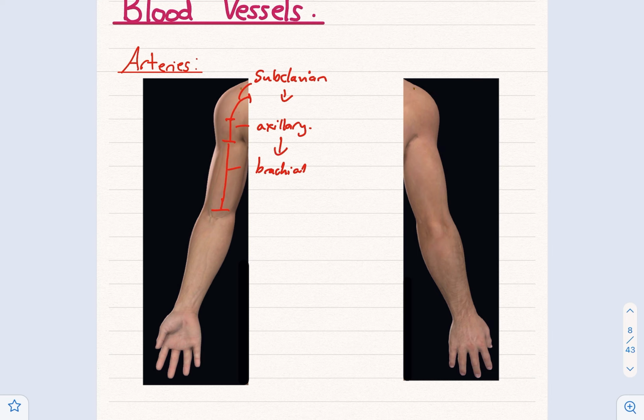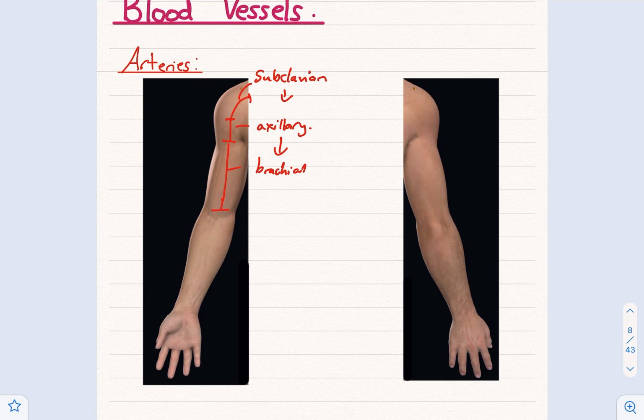So that order is very important. Subclavian to axillary to brachial. The reason why is that, you'll see later, the veins in general follow the same pathway as the arteries. There is a bit of difference, and we'll go into that, where you've got these things called the basilic and cephalic veins, but you'll still have brachial, axillary, subclavian veins. So yeah, that's the order. Subclavian, axillary, brachial, SAB.